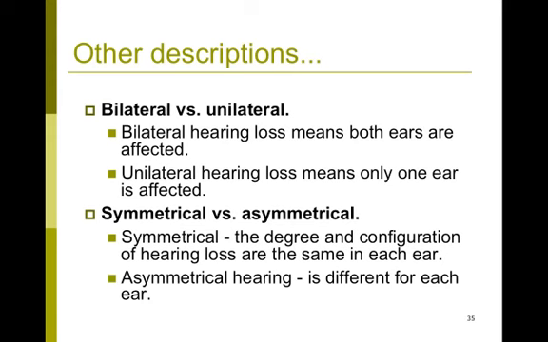Other kinds of configurations you would have are a bilateral hearing loss or a unilateral hearing loss. A bilateral hearing loss is when both ears are affected. A unilateral hearing loss is if the hearing levels are within normal limits in one ear, and then there's a hearing loss on the other side. In a bilateral hearing loss, you might have a symmetrical hearing loss or an asymmetrical hearing loss. Symmetrical is if the degree and the configuration of the hearing loss is similar in both ears. An asymmetrical hearing loss would be if there's a difference in each ear.